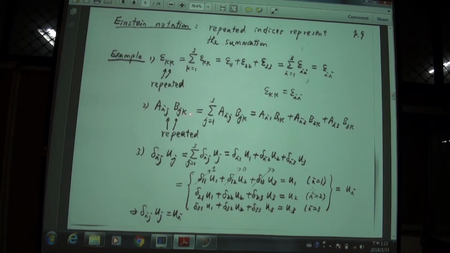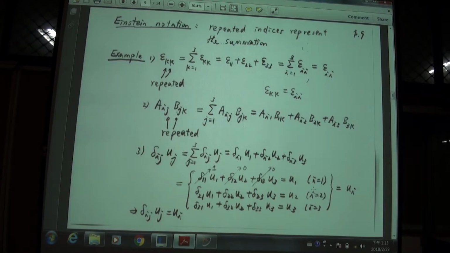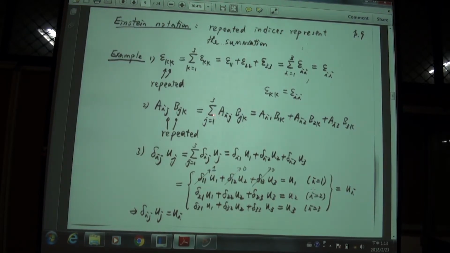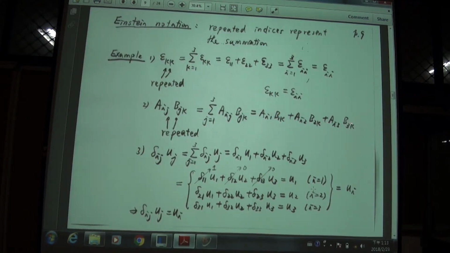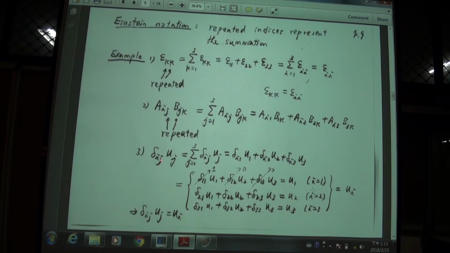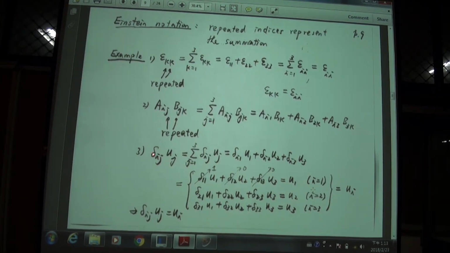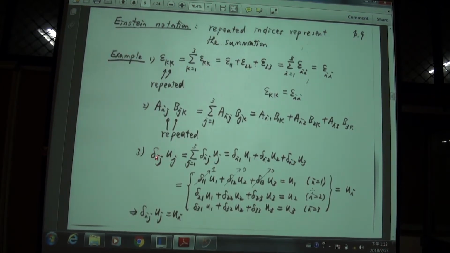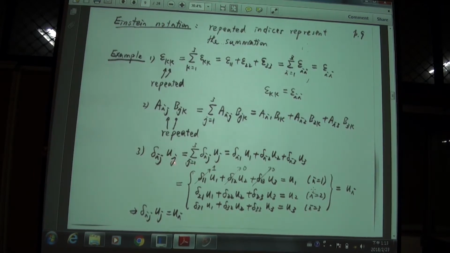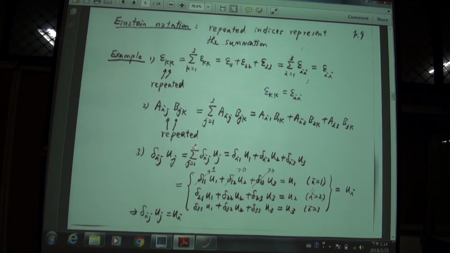a_ij b_jk. Now the repeating index is j, so we sum it over j from 1 to 3, like this: a_i1 b_1k, a_i2 b_2k, a_i3 b_3k. One more example. With the delta notation, delta_ij times u_j, we have a summation because j is repeating, so j is summed from 1 to 3.